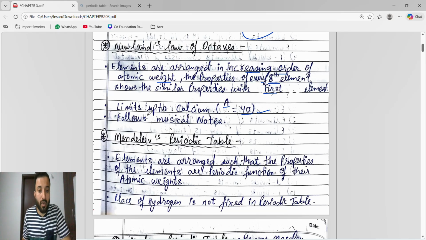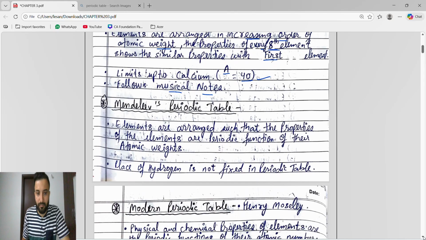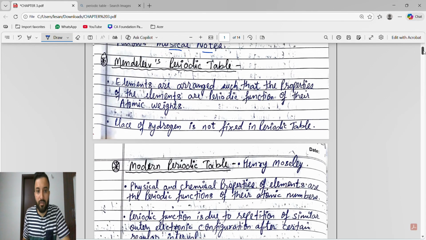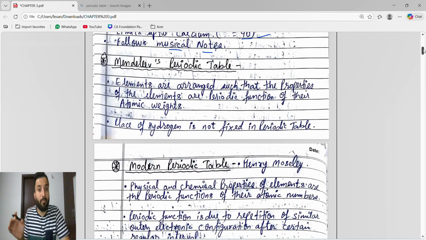So Newland's law of octave follows the musical notes. Sometimes they can ask in the examination which law follows the musical notes: Newland's law of octave. The musical notes are: Sa re ga ma pa dha ni sa. Again it will start; every 8th element will follow the same properties as the first element. So it follows the musical notes. In the exam they won't ask what will come after sa re ga ma. Don't start reciting sa re ga ma pa dha ni by heart and going to the examination hall.